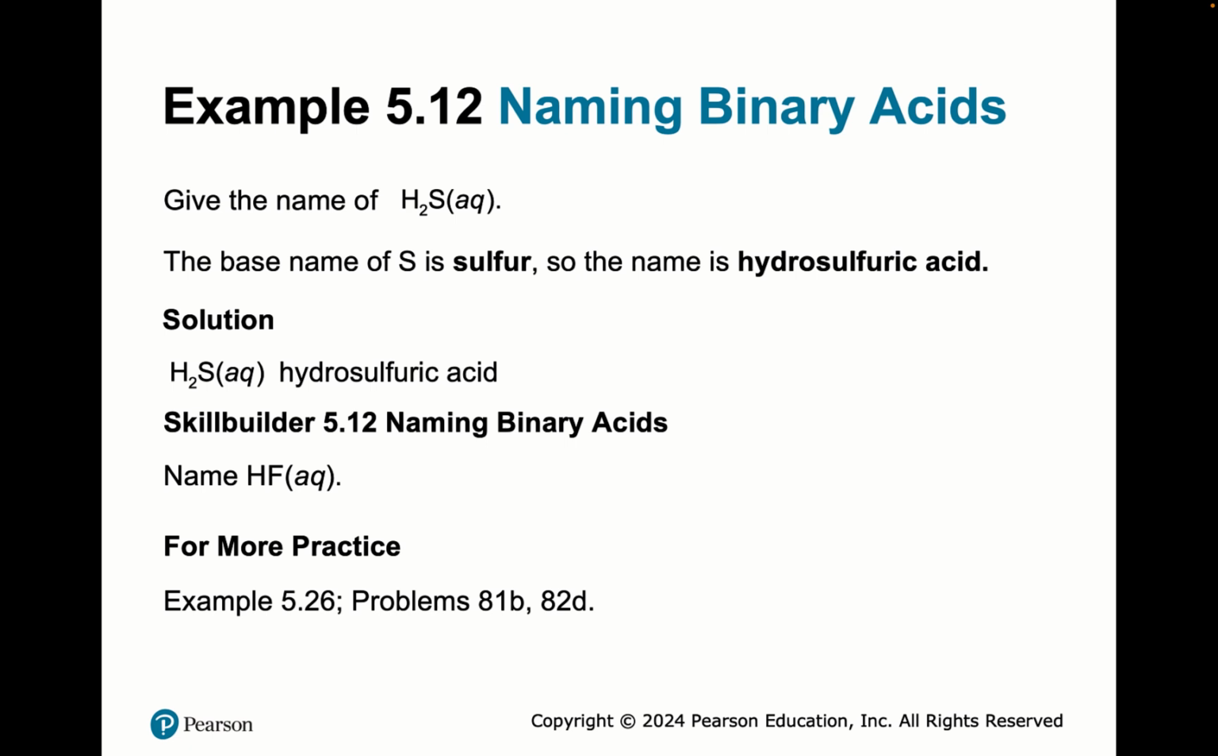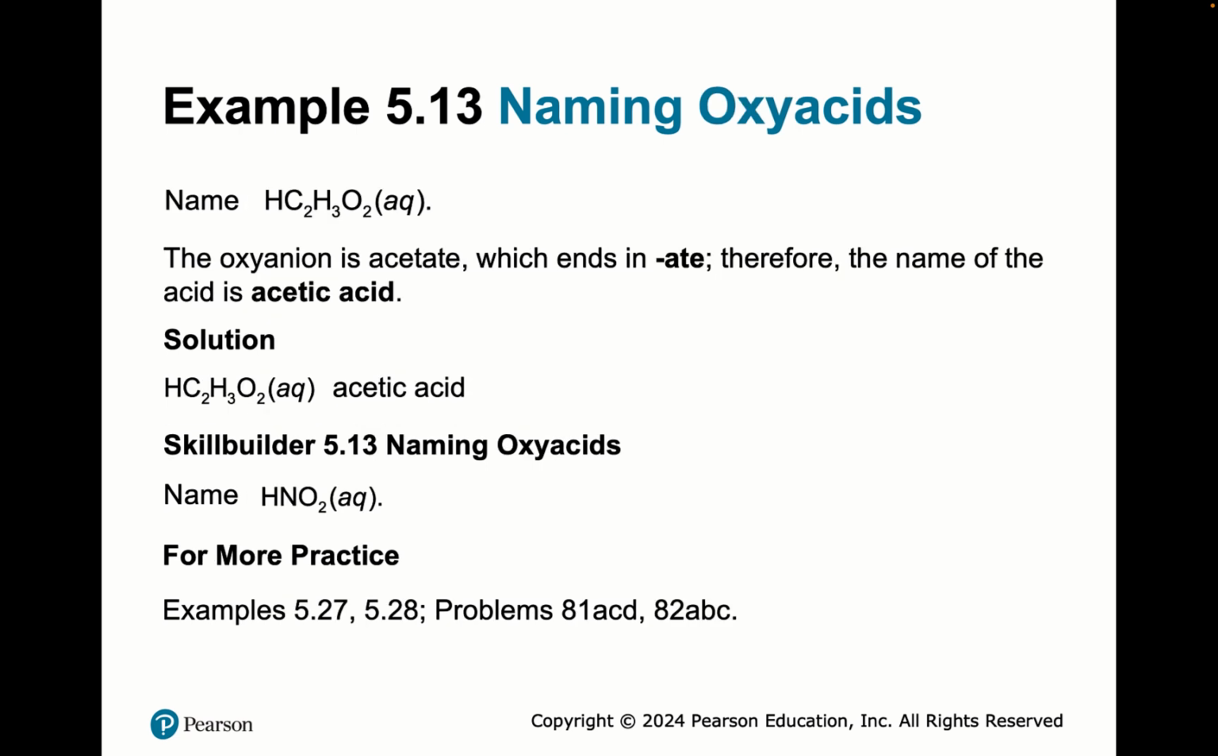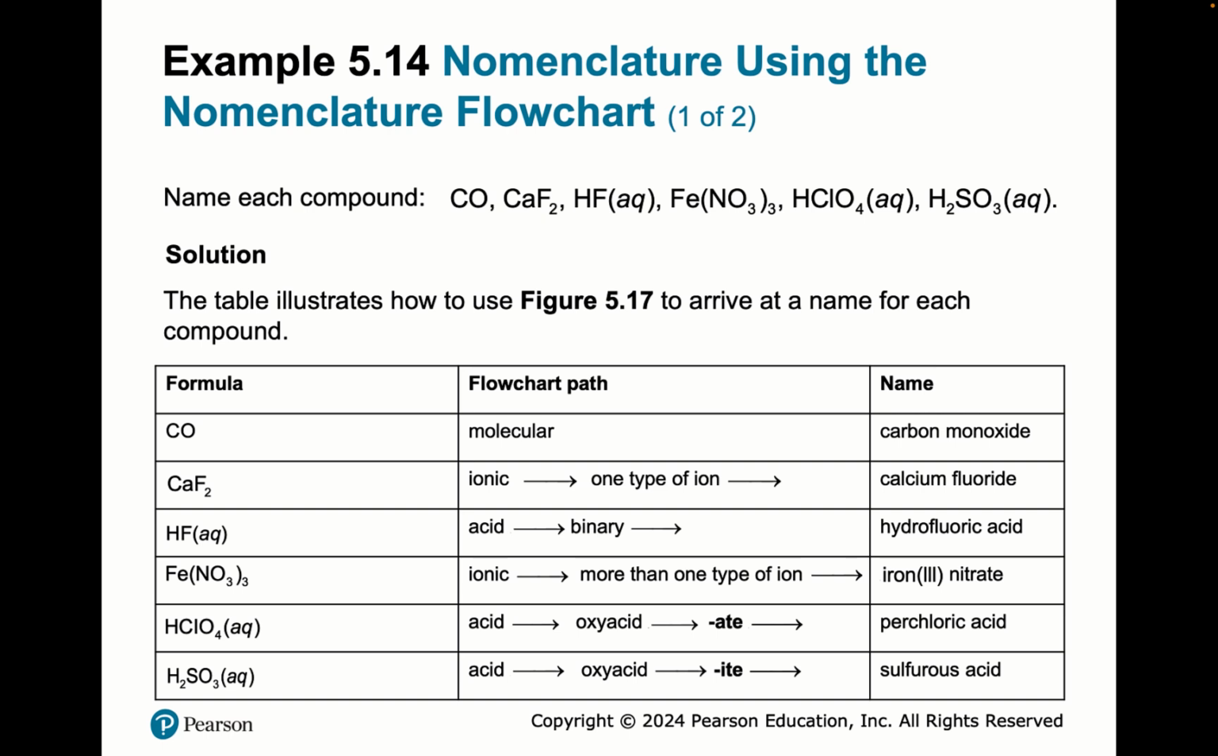Naming binary acids. So for the aqueous H2S, this would be hydrosulfuric acid, because you have the sulfur there, and the H for the hydro. Hydrosulfuric acid is the way you name that one. And let's do another one. This is the acetate anion, so you have to use the ic. So that would be acetic acid, by changing the ate to ic.